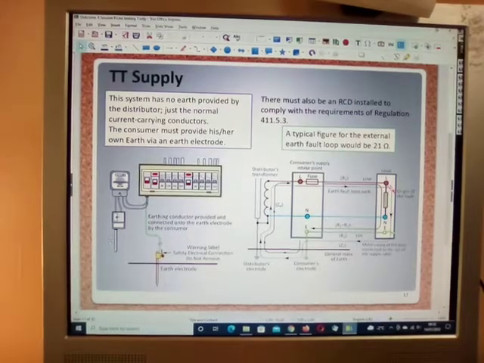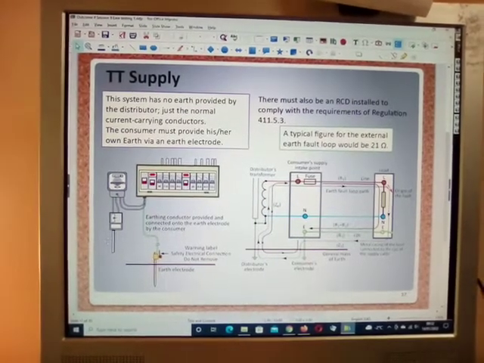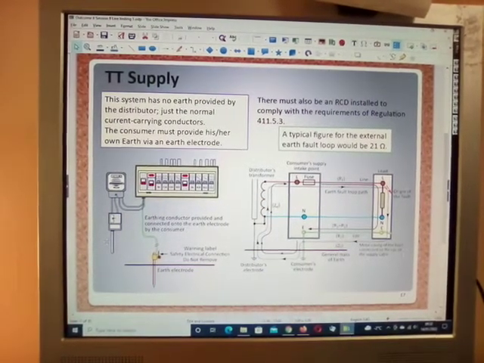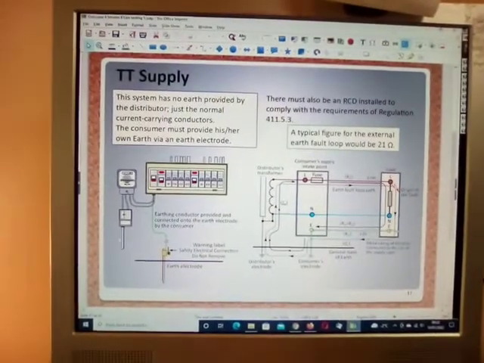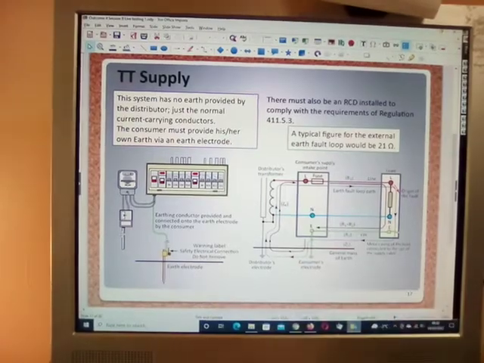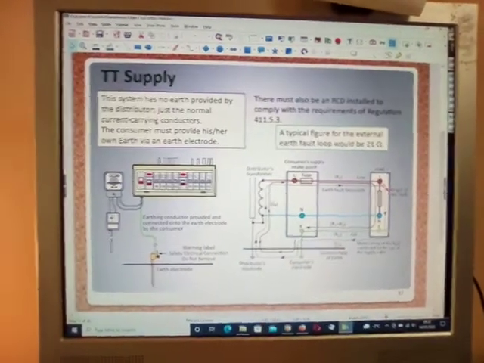And this is the TT supply system. Again, the system has no earth provided by the distributor. So this again is where your earth electrode comes into play, and that's very important.